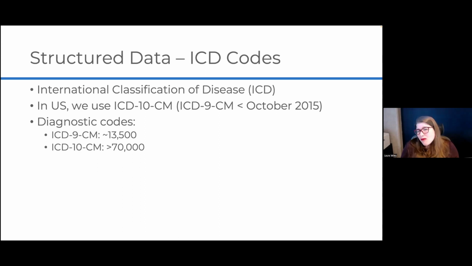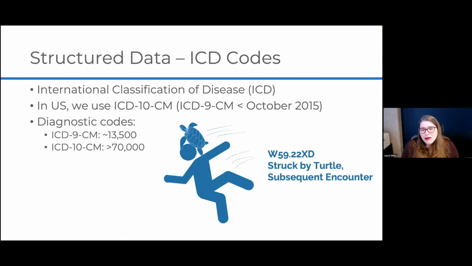Importantly, ICD-9 had about 14,000 codes. ICD-10 was a dramatic expansion. It went to more than 70,000 codes. And you may have heard some funny stories about this. They got really, really specific. One of my favorites is W59.22, struck by turtle, subsequent encounter. They, in fact, make coffee table books with illustrations of the zaniest ICD-10 codes.